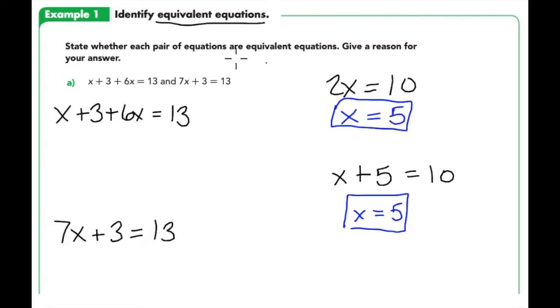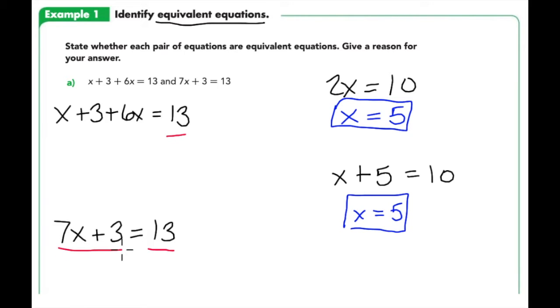The first method we're going to look at to see if equations are equal, we're going to look at both sides of the equal sign. You'll notice on the right side of the equal sign, we have a number of 13. So both right sides are 13, so I don't have to change anything on the right side. I'm going to focus on the left sides now.